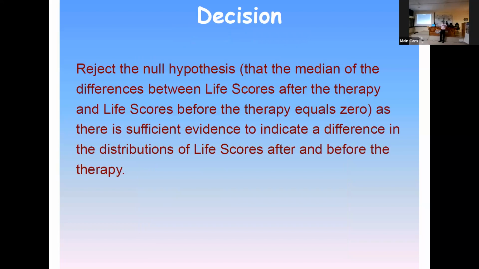Now, if you reject it, how to write it down? There is sufficient evidence to indicate a difference in the distribution of life score after and before the therapy if you focus upon two-tail. Otherwise, what you should write down, there is sufficient evidence to indicate an improvement after the therapy. Okay, that you have to write it down. So it depends upon what is your alternate hypothesis? Accordingly, you write down your conclusion.